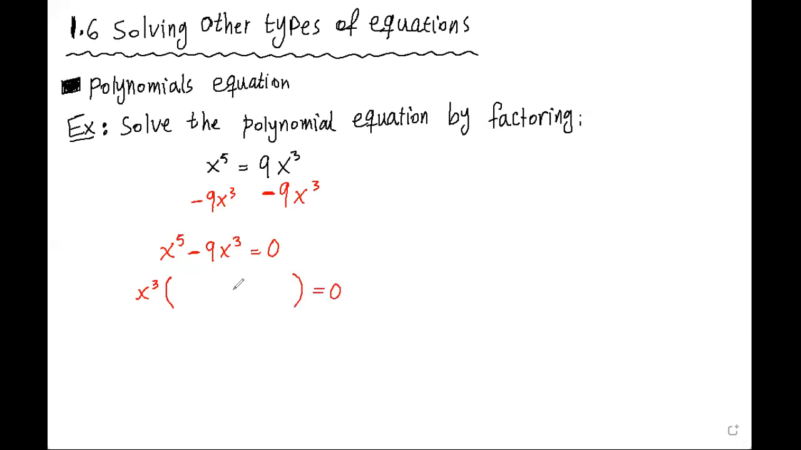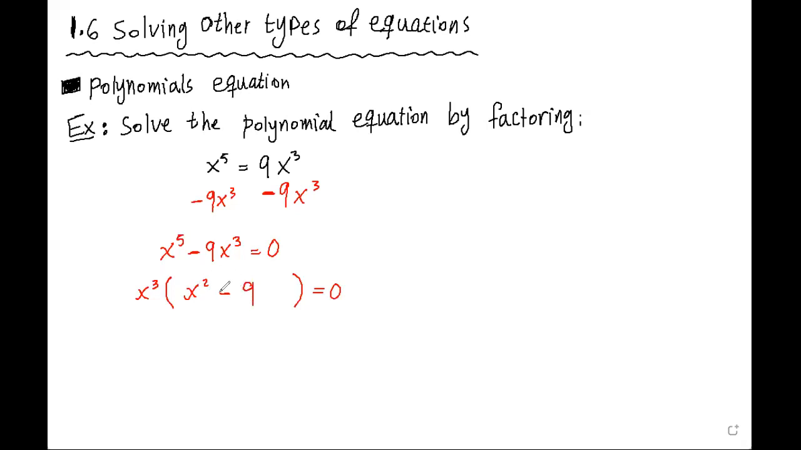What is inside the parentheses? After we find the greatest common factor between the first term and the second term is x to the third, what do we have to put inside the parentheses? So x squared minus 9. So the factorization is x to the power 3 times x squared minus 9.